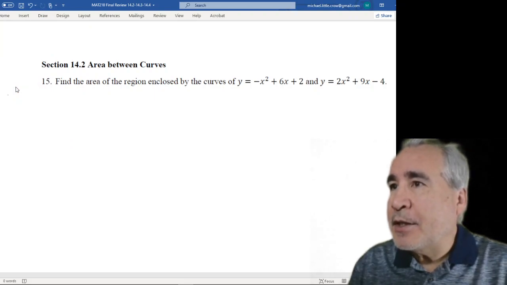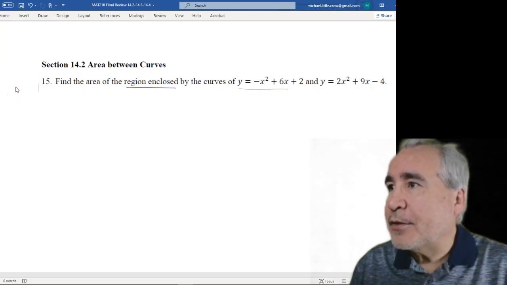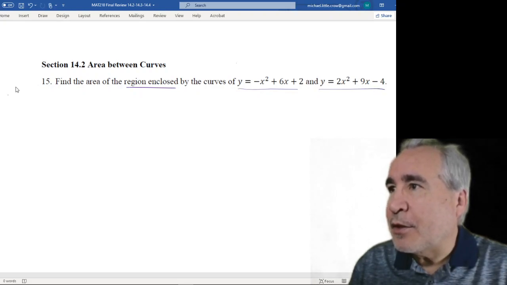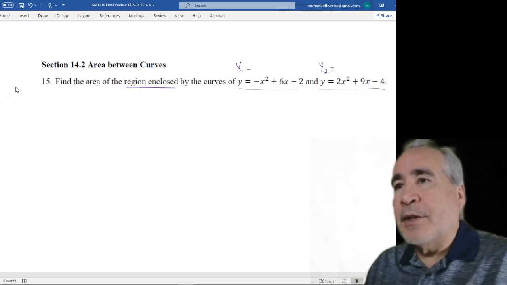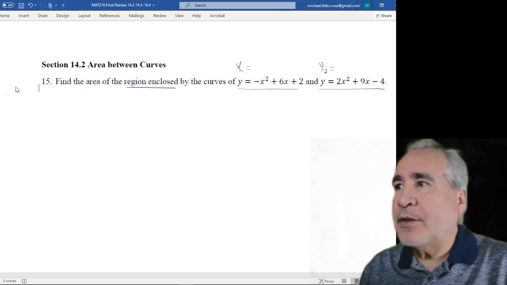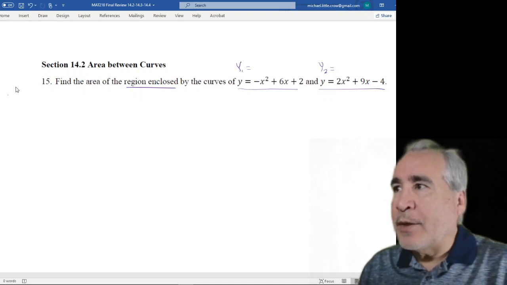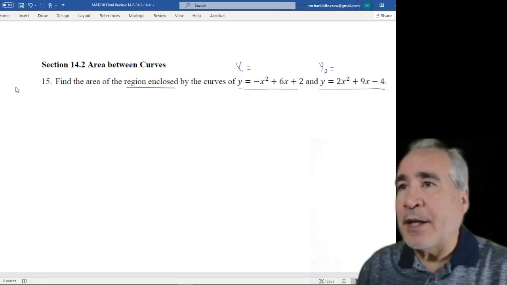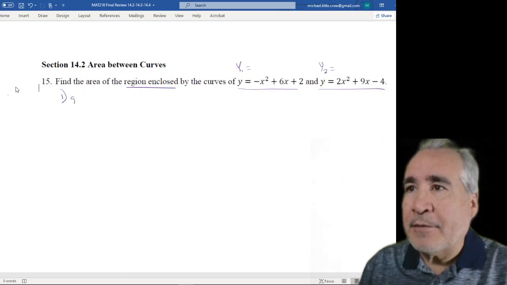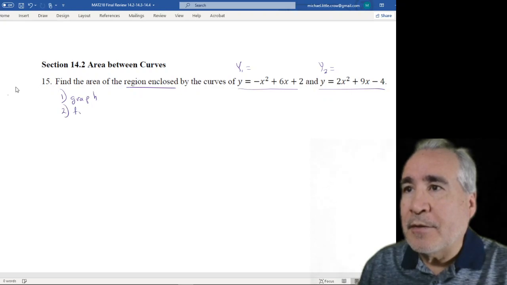We want to find the region enclosed by these two curves. This is one curve, so we'll make this f of x, or since we're using the graphing calculator, we'll make this one y1 and this one y2. The first thing we do is graph these two to see whether it's y1 on top or y2 on top, and whether they switch. So we will graph, and we will find intersections.